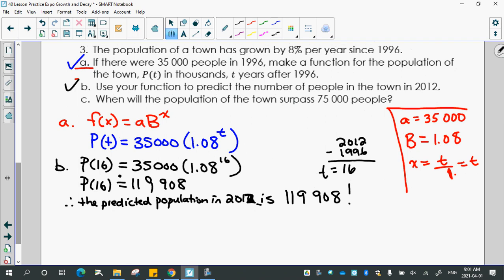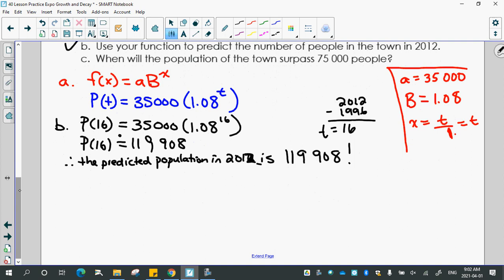C is: when will the population of the town surpass 75,000 people? So we know it's before 16 years, because we've gone way past 75,000 in 16 years. So we'll start off with the formula we made. And we want to know the time, which is in the exponent, it takes for the population to reach 75,000 people.